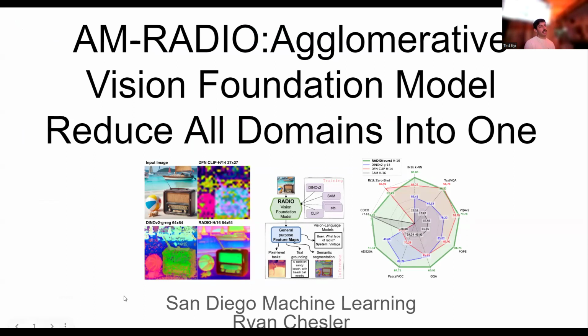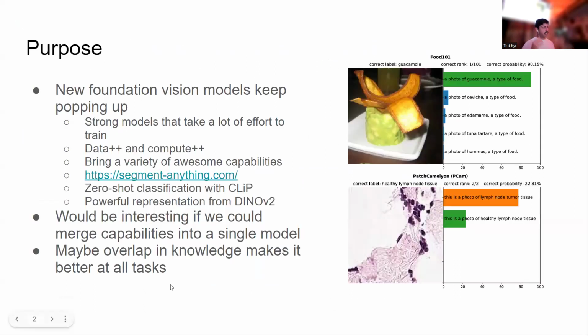So I'll be talking about the AM-RADIO paper, an agglomerative vision foundation model. They're trying to reduce all domains into one. The premise of this paper is that we have all of these interesting vision models that can do amazing things, but they're all separate systems. So the idea here was, can we combine them all into one? What if we condense them? Is that going to be something even more powerful? Because if you combine the knowledge of all of them, maybe they have some overlap and you can get something extra out of that.